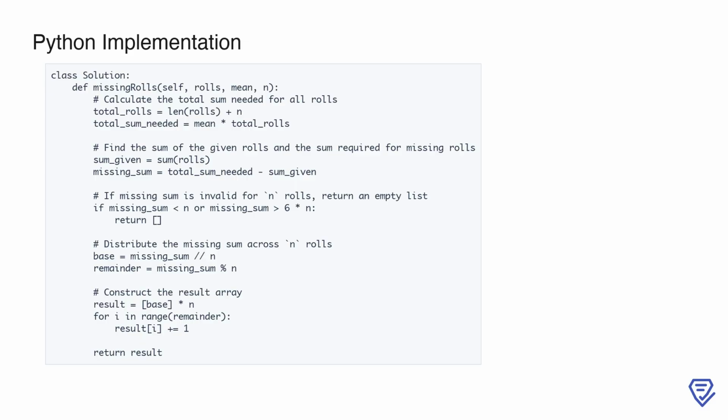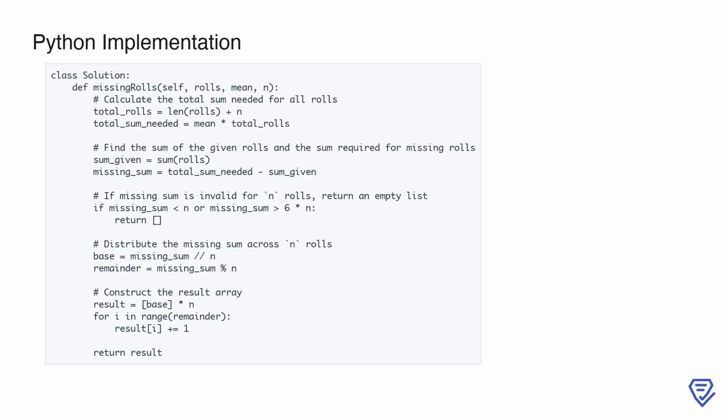The difference between the calculated total sum and the sum of the given rolls determines the sum needed for the missing rolls. First, the code calculates the missing_sum by subtracting the sum of the given rolls from the total sum needed. If this missing_sum is invalid, i.e., less than the minimum possible sum of n rolls or greater than the maximum possible sum of n rolls, the function immediately returns an empty list, as it's impossible to find a valid solution.